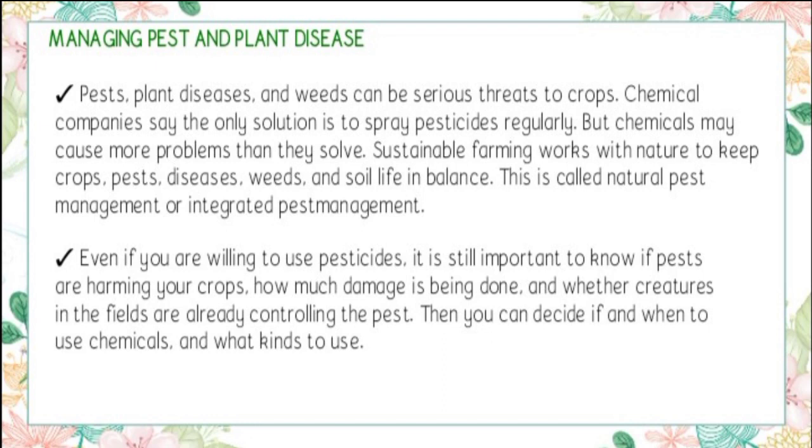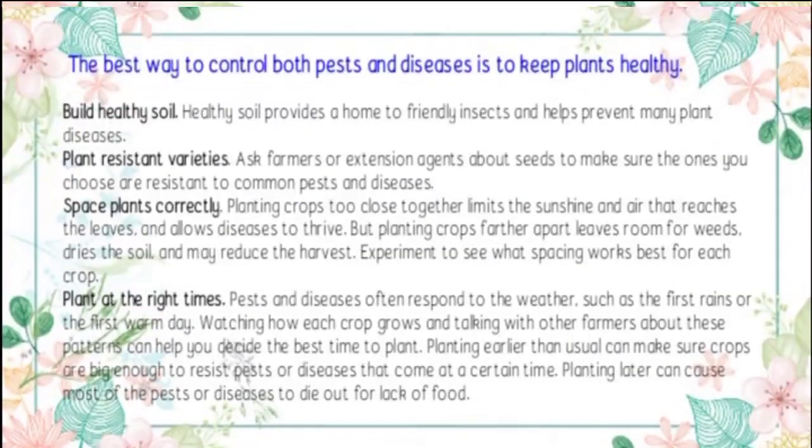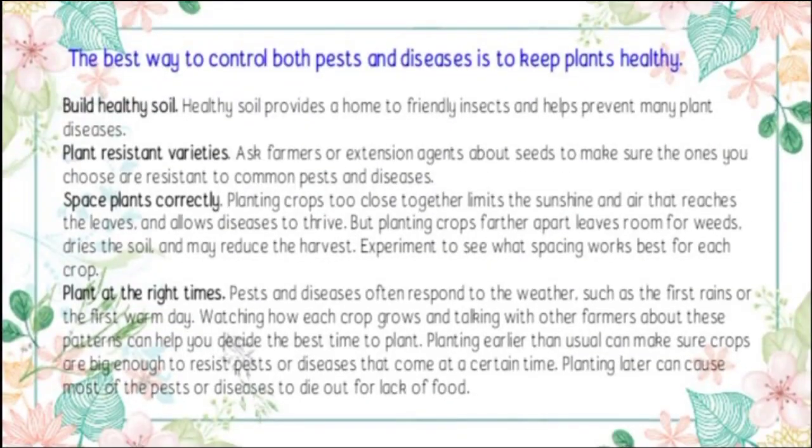Even if you are willing to use pesticide, it is still important to know if pests are harming your crops and how much damage is being done. Also, you can decide if and when to use chemicals and what kind to use. The best way to control both pests and diseases is to keep plants healthy.